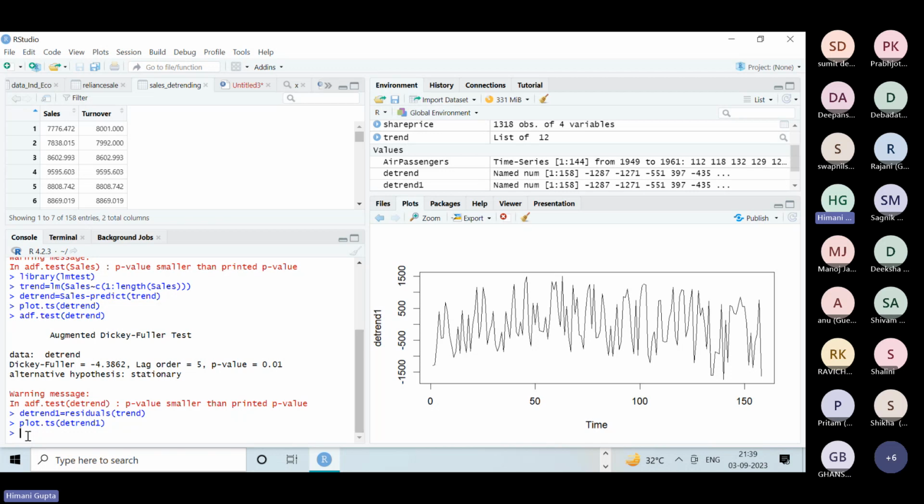Any doubt till here? No, ma'am. Ma'am, this sales data is already stationary. What if the data is non-stationary? Yes, we have to apply.